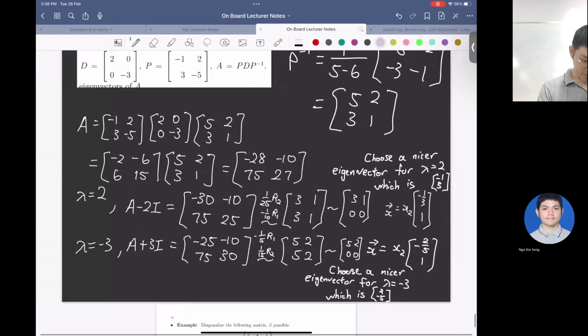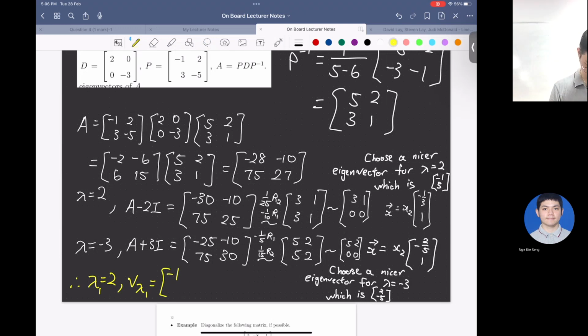Let me write something somewhere here. For lambda equals 2, I found the eigenvector v lambda 1 equals minus 1, 3. And then for lambda 2 equals minus 3, I get v lambda 2 equals 2, minus 5. Okay.